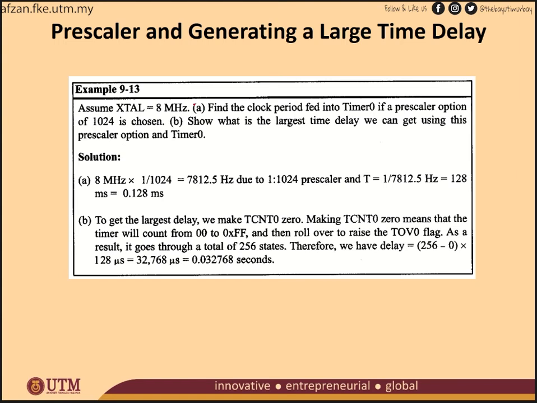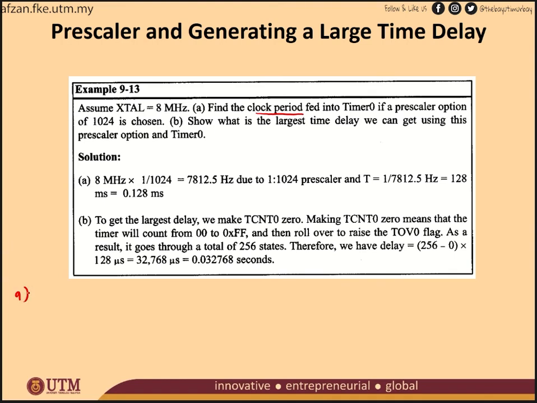Okay, assume that the Xtal is 8 megahertz. Find the clock period fed into timer 0 if a prescaler option of 1024 is chosen. So you're going to find what is the period that is going to be fed to your timer 0 if the prescale option of 1024 is chosen.